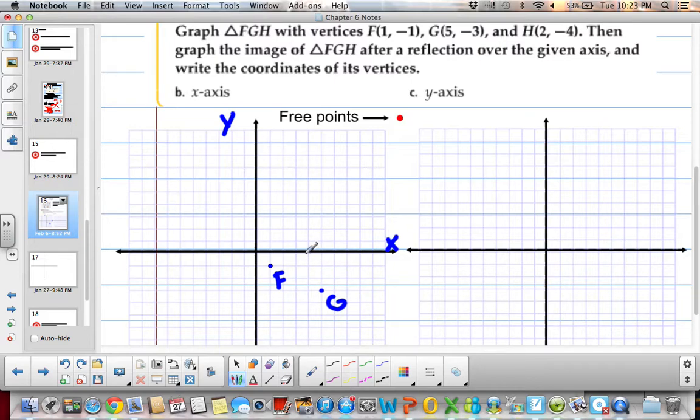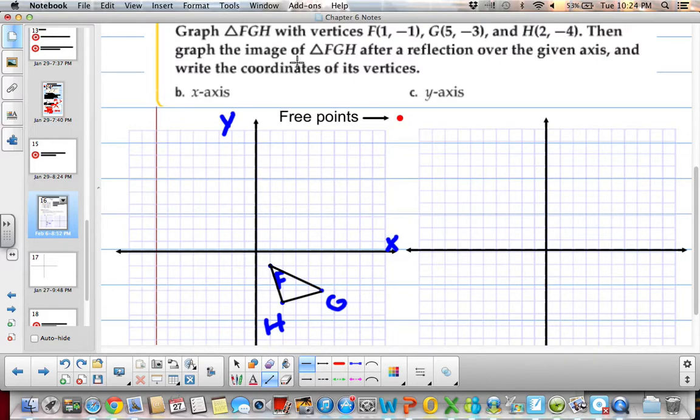And then H is (2, -4). So over 2, 1, 2, 3, 4. Okay, and then I'm going to connect these points. So we have triangle FGH. I should have put my F on the outside, I apologize.